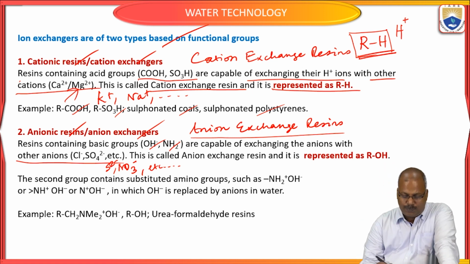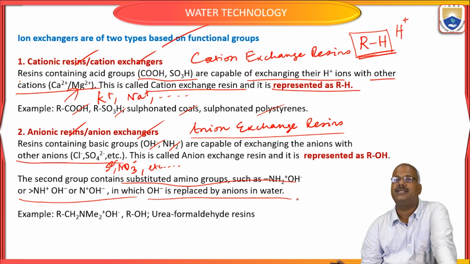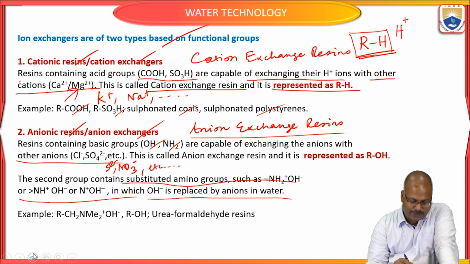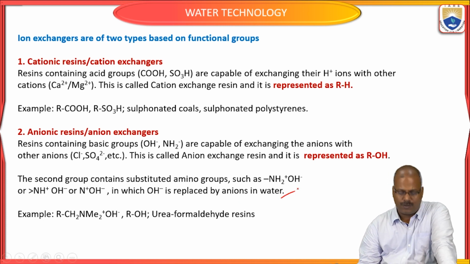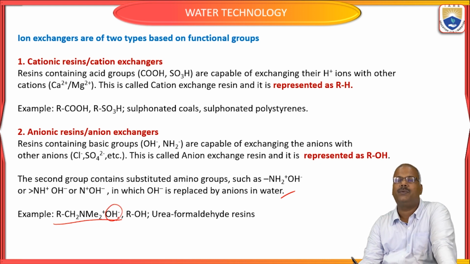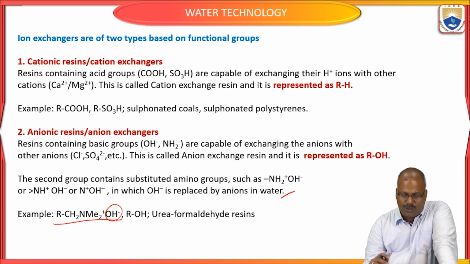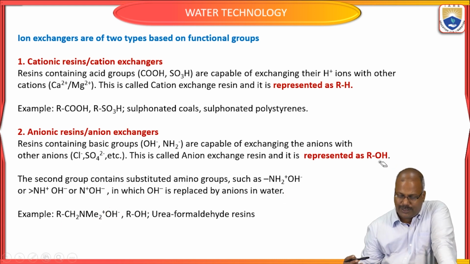The other group contains substituted amino groups such as NH2 plus OH minus, NH4, different quaternary ammonium hydroxides, in which OH minus ions are replaced by anions in water. For example, RCH2 NMe2 plus OH minus. This OH minus is responsible for exchanging anions from water, or OH, urea, formaldehyde resins, etc. These are all examples of anionic resins.